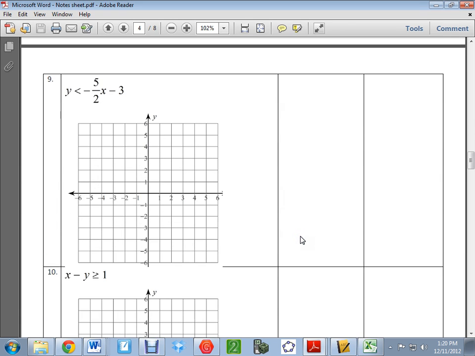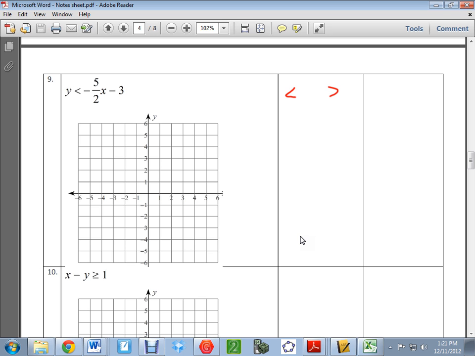Let's go to number 9. Number 9 is very similar to solving a linear equation and graphing it problem. There's a difference here. What is the difference? It's negative and it has a less than. It has a less than sign as the main difference. It is negative, the slope. But I'm going to do it exactly like above. The only difference here is I need to worry about shading and type of line.